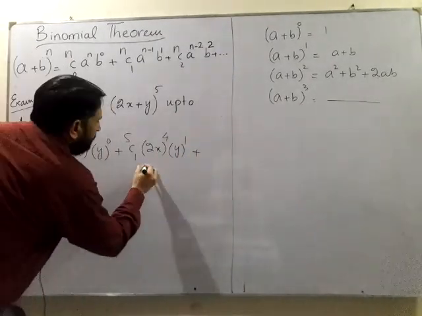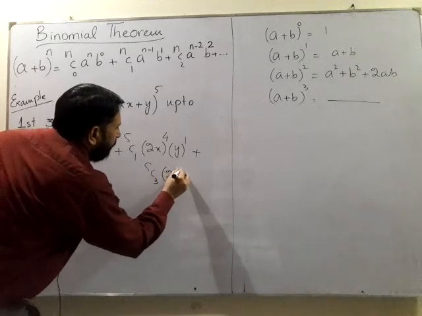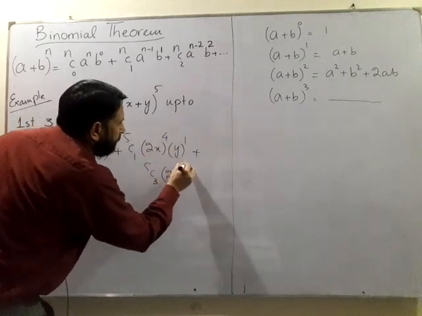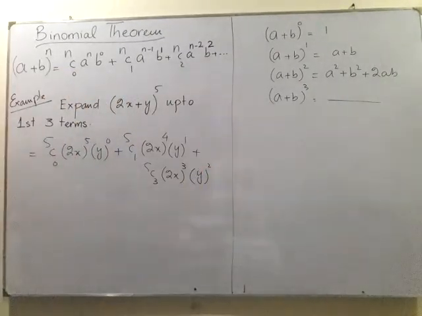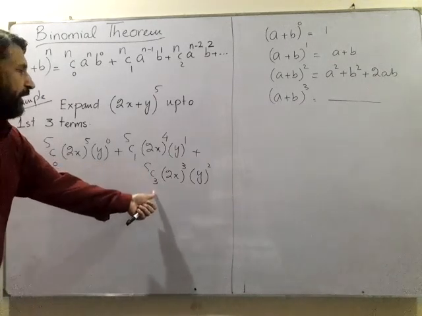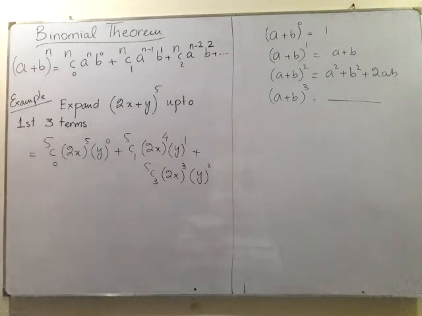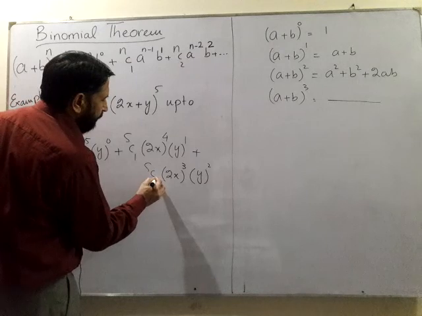Plus the third term is 5C2, with 1 more reduced from here becoming 3, and 1 more increased from here becoming 2. So the expansion is done. Now the rest is the simplification. How do we get the values of 5C0, 5C1 and 5C2?